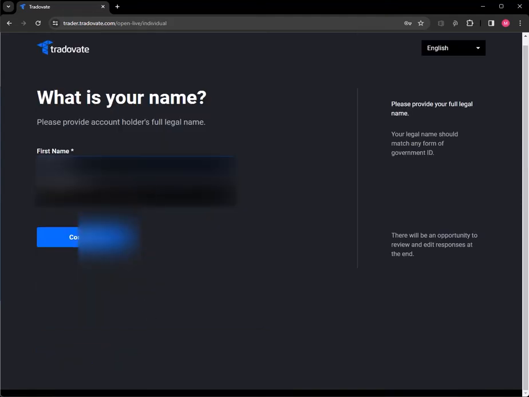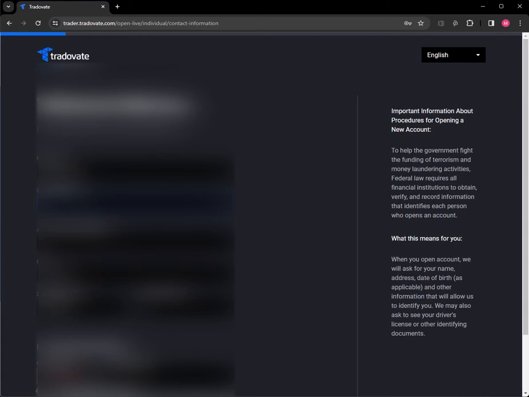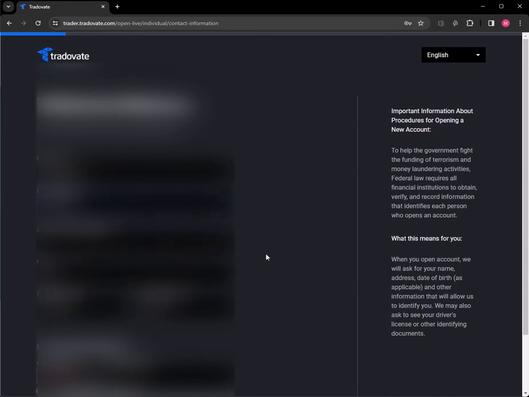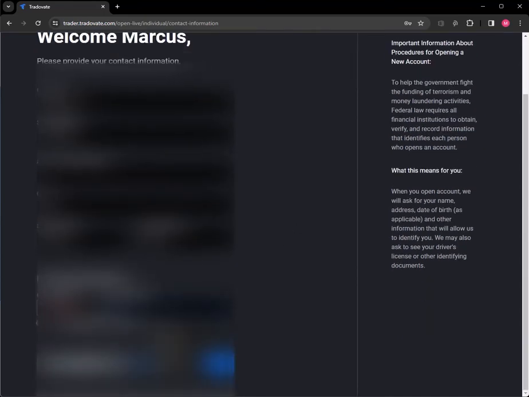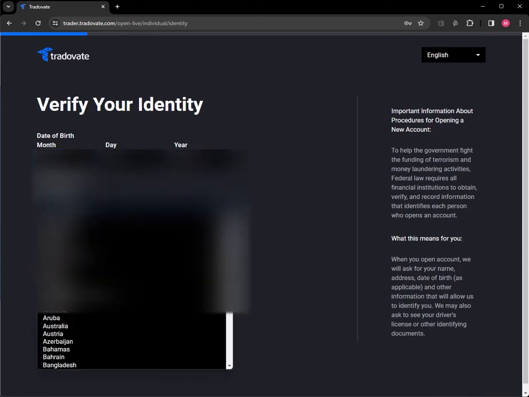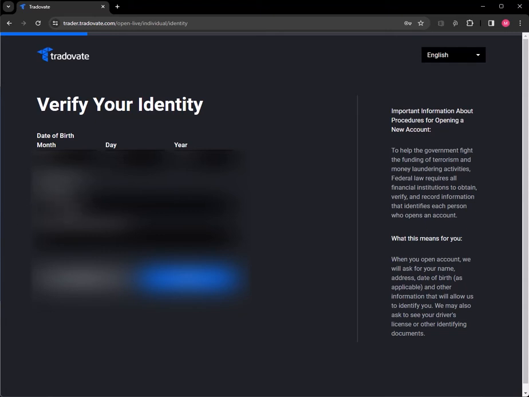Put my first name and last name and click Continue. My address, and it should pull up a screen to autofill. Then I type in my phone number, hit Continue. Enter my date of birth and what my state or my country of citizenship is, and then my social.